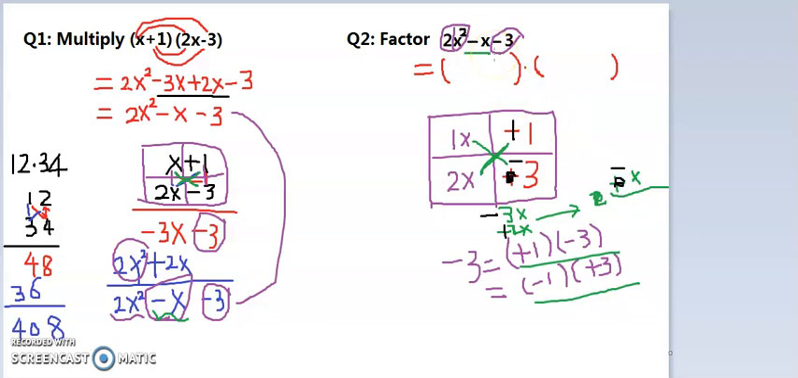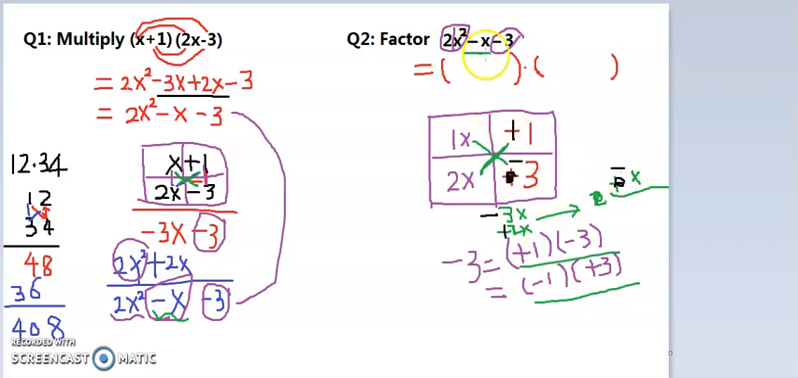So let's check these 3 steps again. Multiplying the first column, 1x times 2x, we should get the first term, 2x squared. We do. 1 times 2 is 2, x times x, x squared. And when you multiply the second column, positive 1 times negative 3, we should get the last term, negative 3. That works. And then when we do cross multiplies and combine them, we should get negative x, which we just did right here. It does give us negative x. So that tells us that's the correct answer.